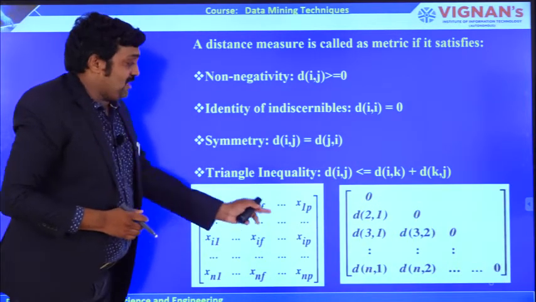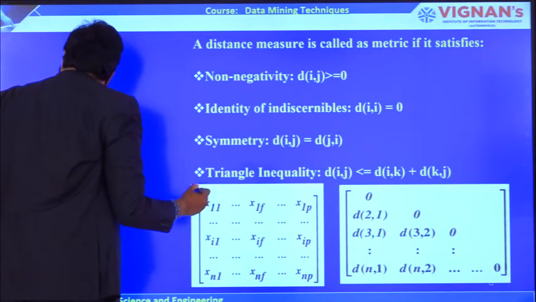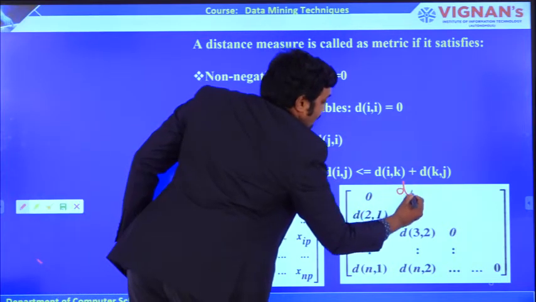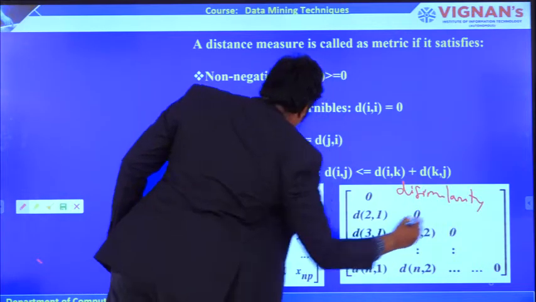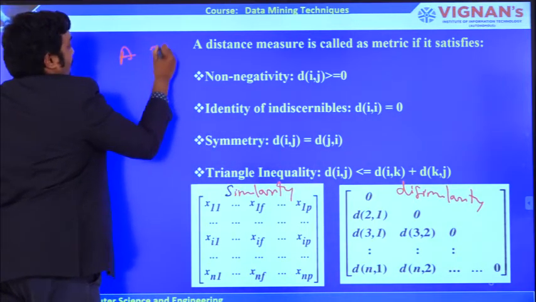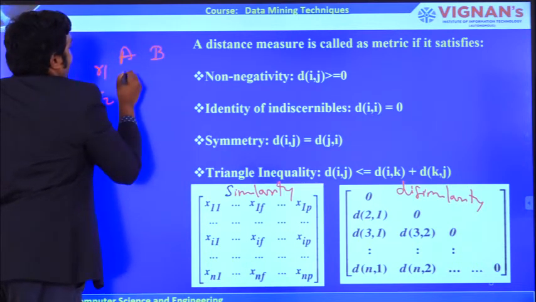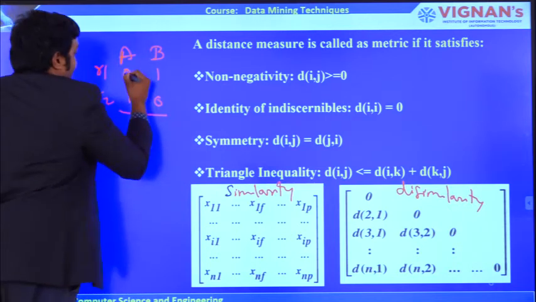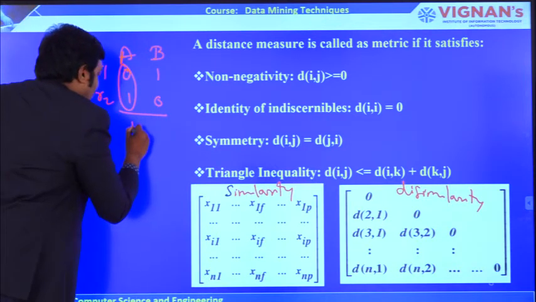So how do we represent the similarity between two objects? This is a similarity matrix, and this is a dissimilarity matrix. A similarity matrix is one where I have A and B, document, record 1 and record 2. Here the values are 0, 1 and here 1, 0. When we compare these two records, they are different, so we can write it as dissimilar.